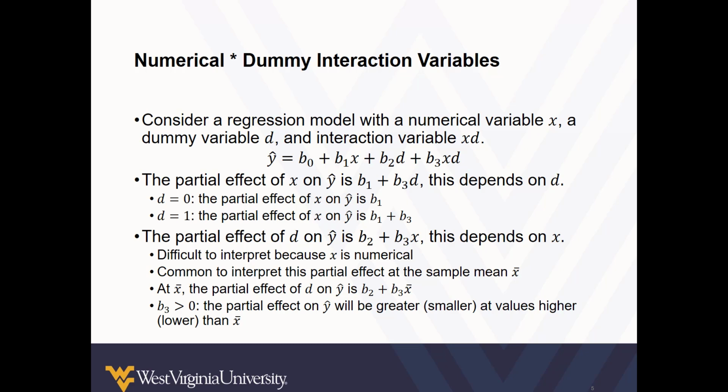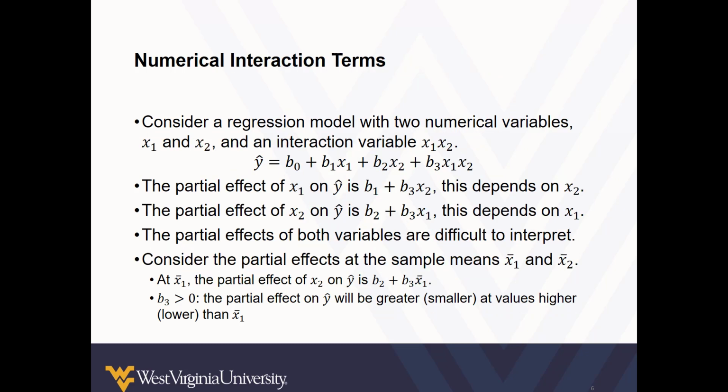The partial effect of the dummy variable on our expected value of y is b2 plus b3x, and it depends on x. But this can be challenging because x is numerical, and it's most common to interpret this partial effect at the sample mean x bar. At that sample mean, the partial effect of the dummy variable on the estimated value of y is b2 plus b3 times that sample mean. When b3 is greater than 0, the partial effect on the estimated value of y is going to be greater at values higher than x bar, and vice versa.